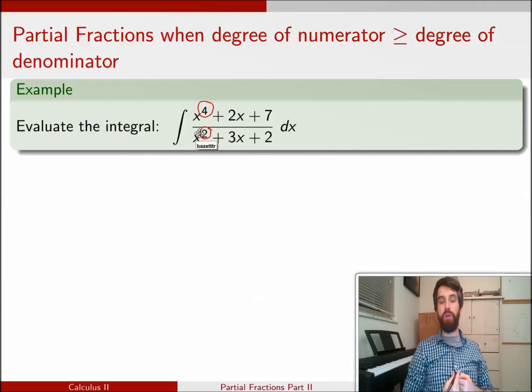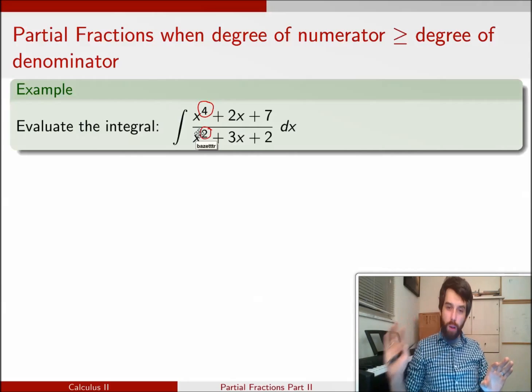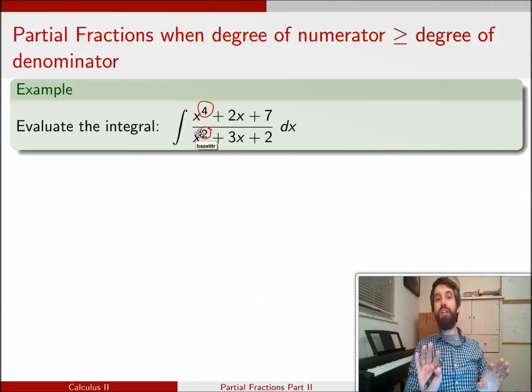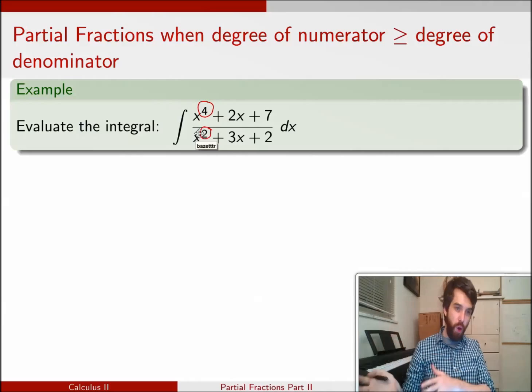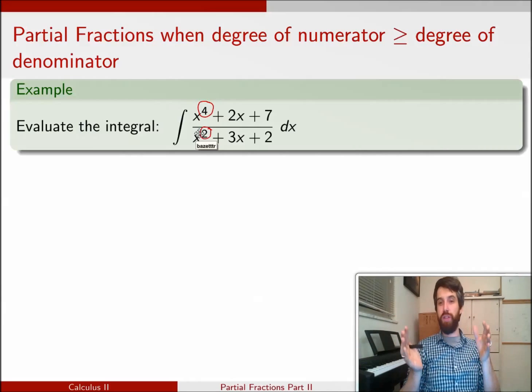This is one where the degree of the numerator is bigger than the degree of the denominator, and we can't just immediately go and apply the method of partial fractions. But what we can do is something called polynomial long division. Polynomial long division is going to be able to take this rational function and write it as a polynomial plus a rational function where the denominator is a higher degree than the numerator. So we're going to be able to decompose it as this polynomial and this rational function that does apply the methods of the previous video.